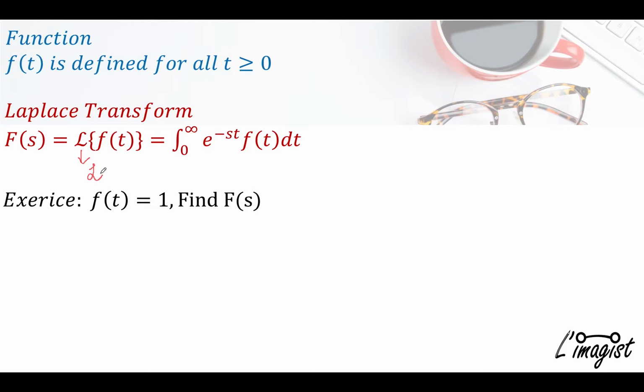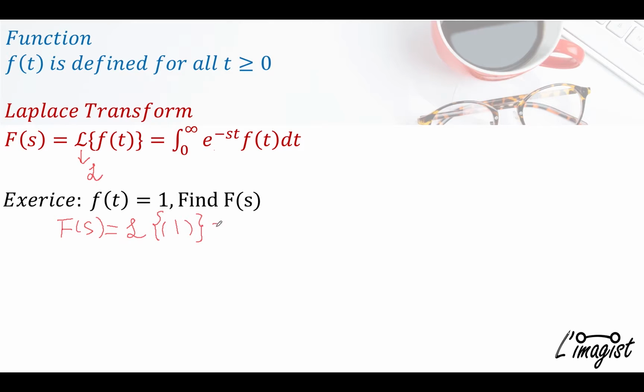I would write it like this. And that is equal to the integral of e to the negative st times the original function dt from 0 to infinity. Maybe that doesn't make any sense to you. So here I've prepared an exercise for us to go through so we can understand this better. So for example, if we want to know the Laplace transform of this function f of t, we would write the Laplace of 1, right?